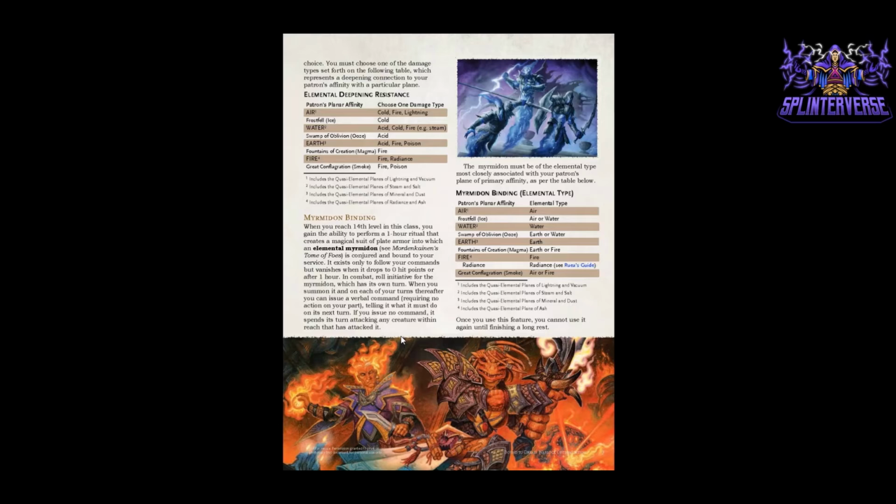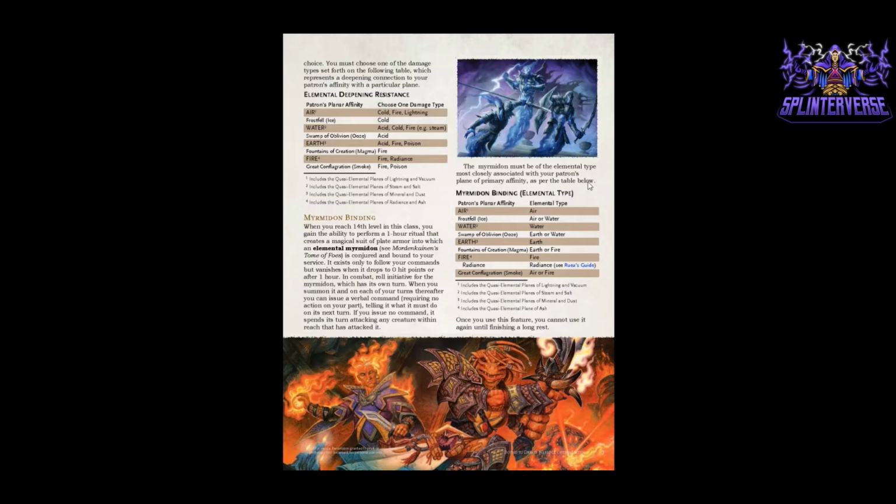In combat, roll initiative for the Myrmidon, which has its own turn. When you summon it, and on each of your turns thereafter, you can issue a verbal command requiring no action on your part, telling it what it must do on its next turn. If you issue no command, it spends its turn attacking any creature within reach that has attacked it.